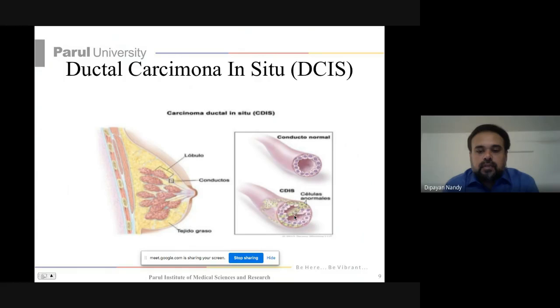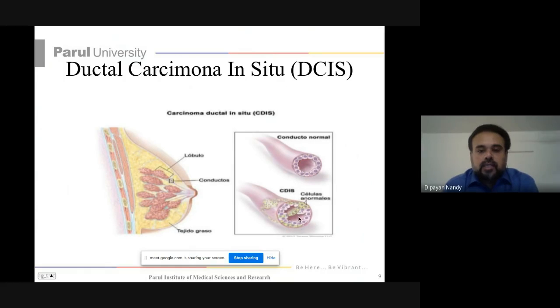In this part, you can see the duct has some abnormal cells, which are shown in a yellowish green color, but still that membrane is intact. So in spite of having malignant cells, there is no breach of the basement membrane. Such a malignancy is called in situ, as the word suggests. In situ means it has not yet come out of its normal natural place.